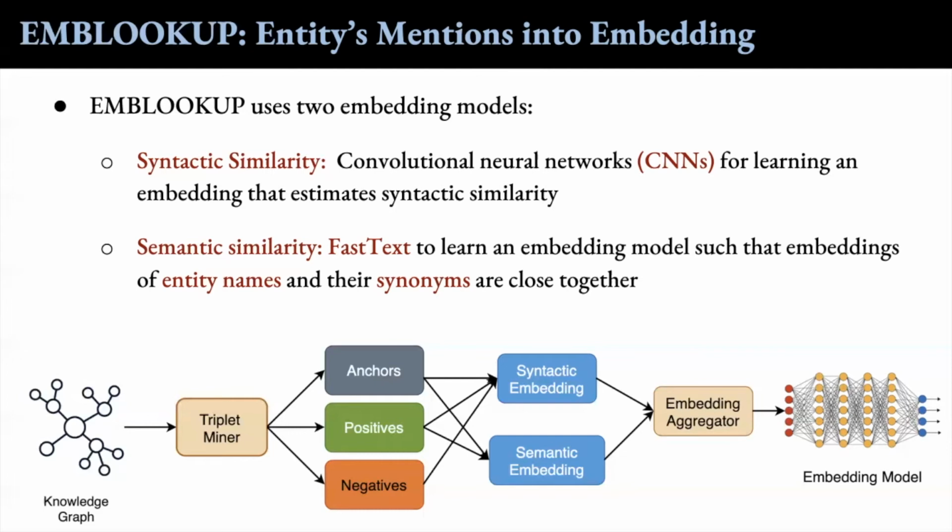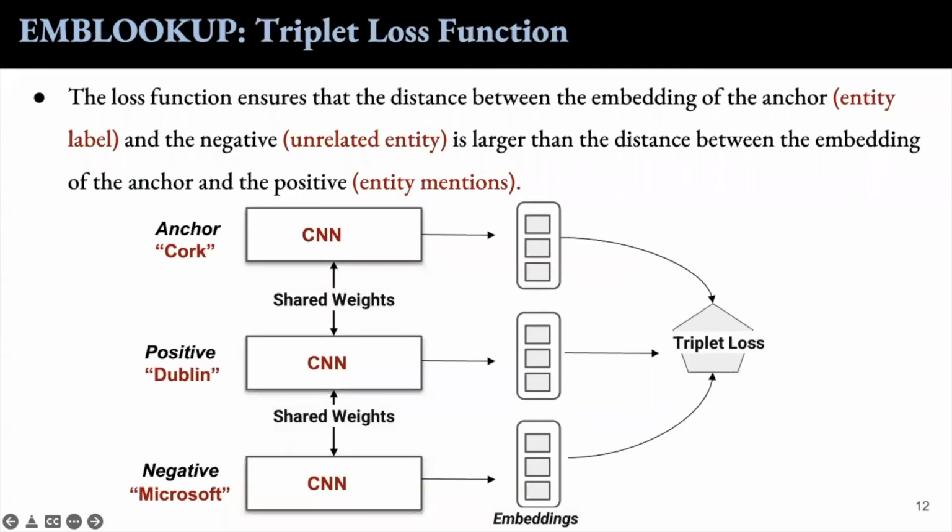For the semantic similarity, we train fastText to capture the similarity between the entities and their synonyms. Finally, we aggregate the output of the two models using two linear layers with ReLU activation and produce a single 64-dimensional embedding vector. mLookup uses two models to transform a string mention into an embedding.